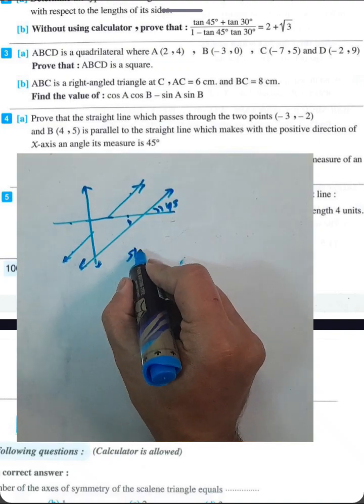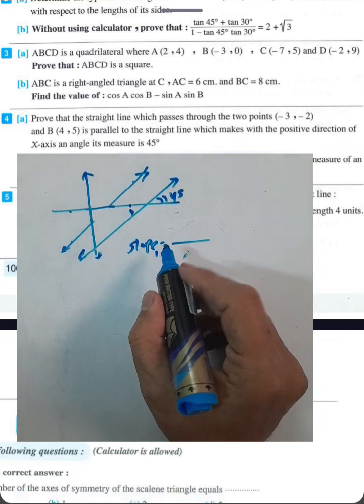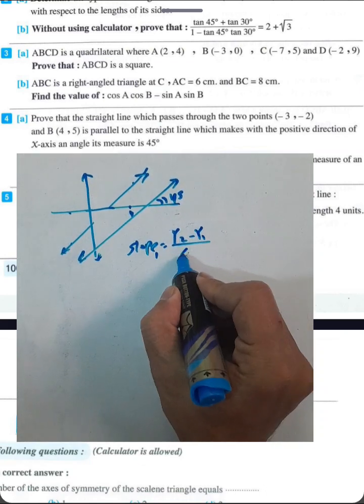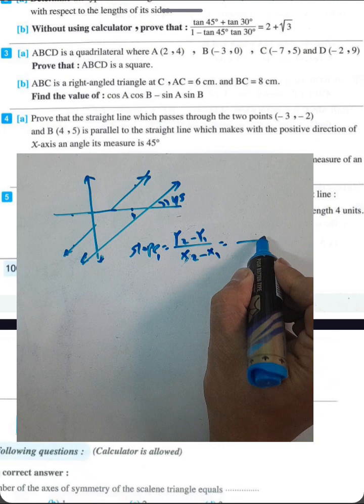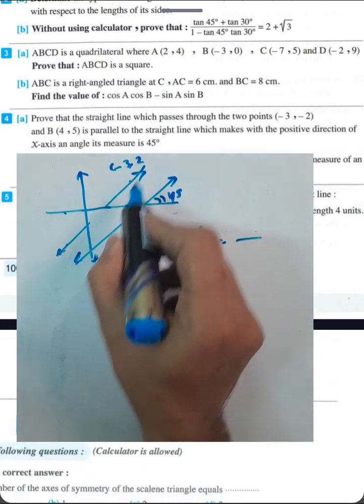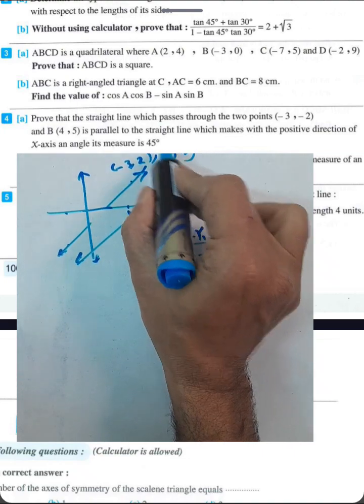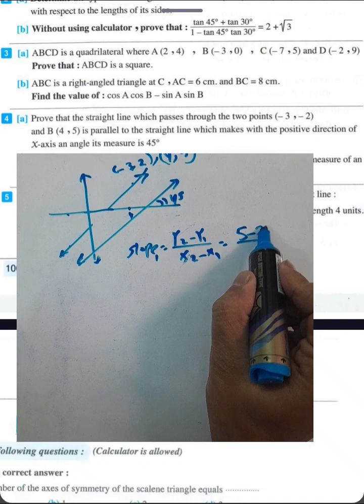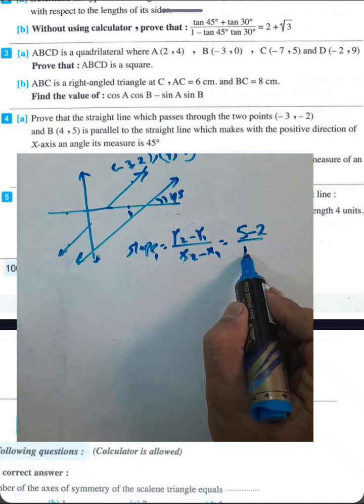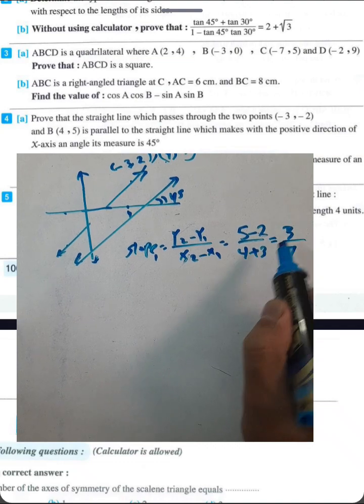Slope 1 equals, we can find the rule y2 minus y1 over x2 minus x1. About 2 points, we have -3 and 2, and another point 4 and 5. 5 minus 2 over 4 minus -3, it will be 4 plus 3. 5 minus 2 equals 3, and the result will be 3 over 7.